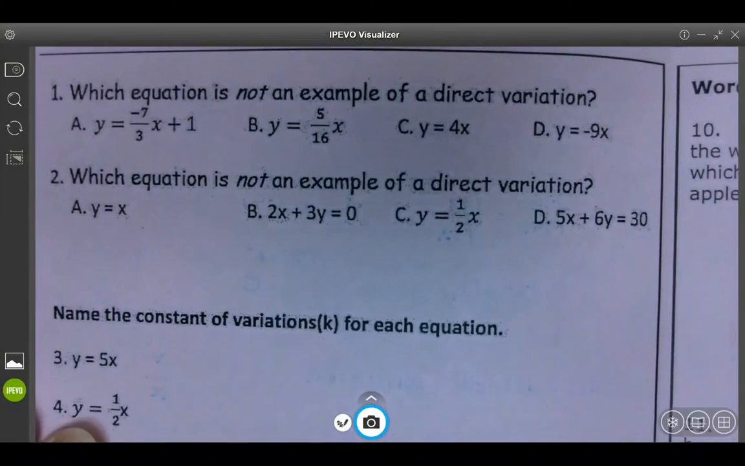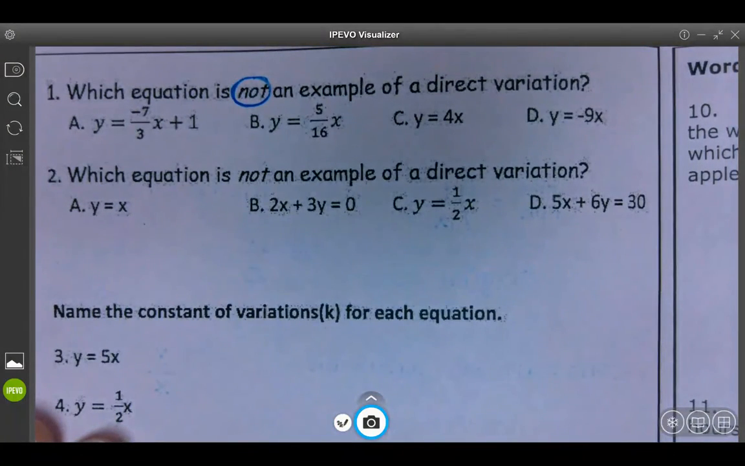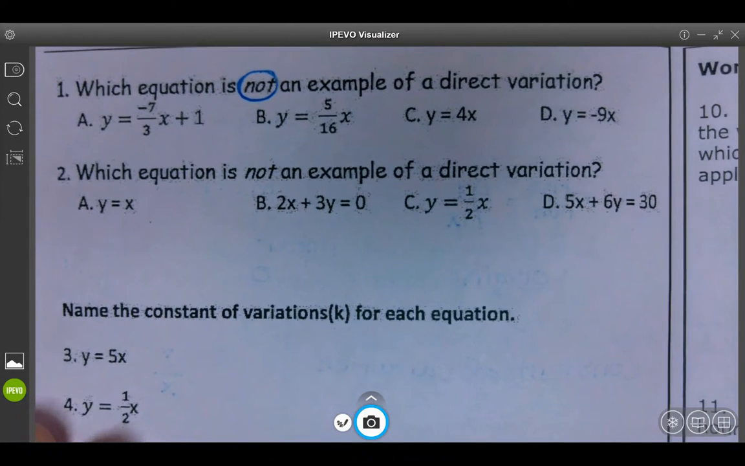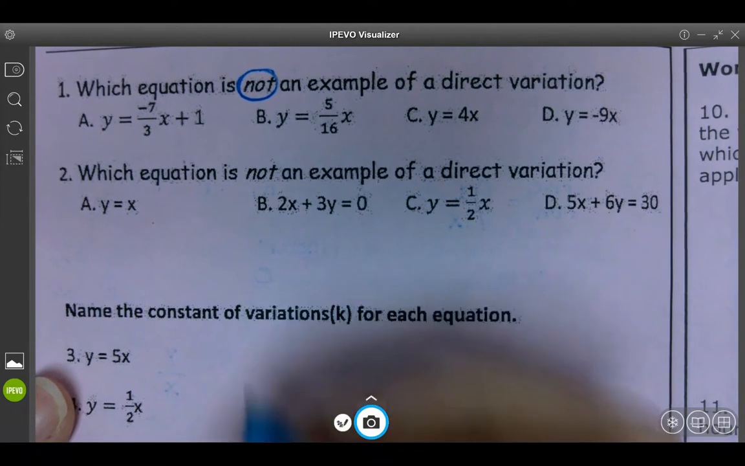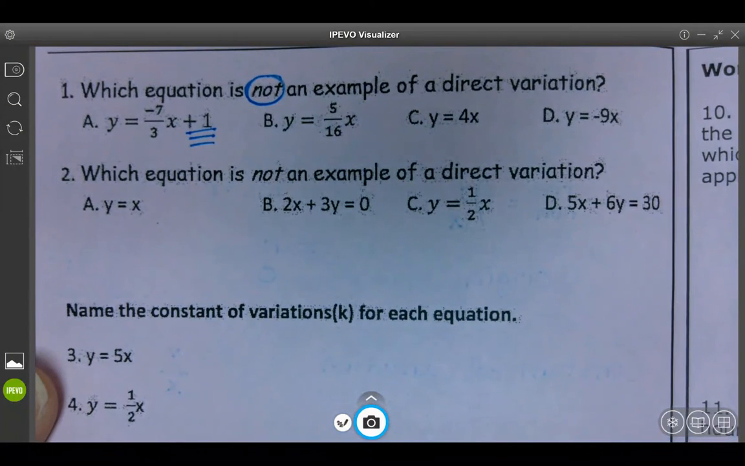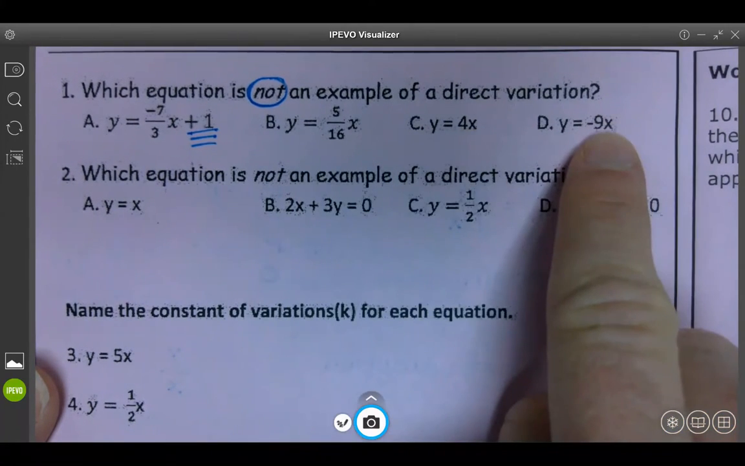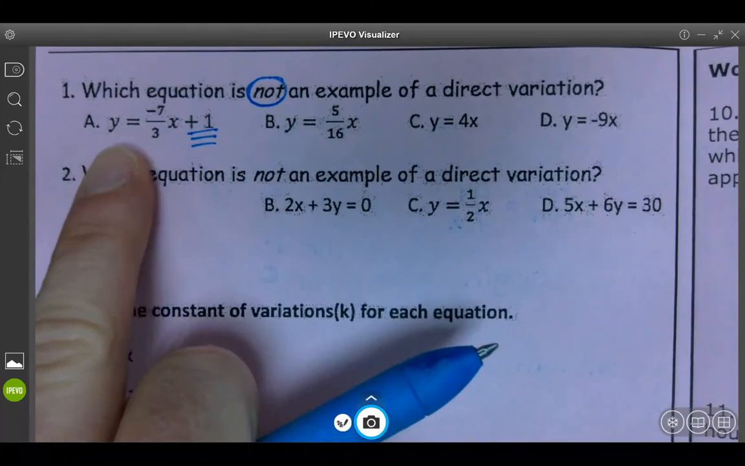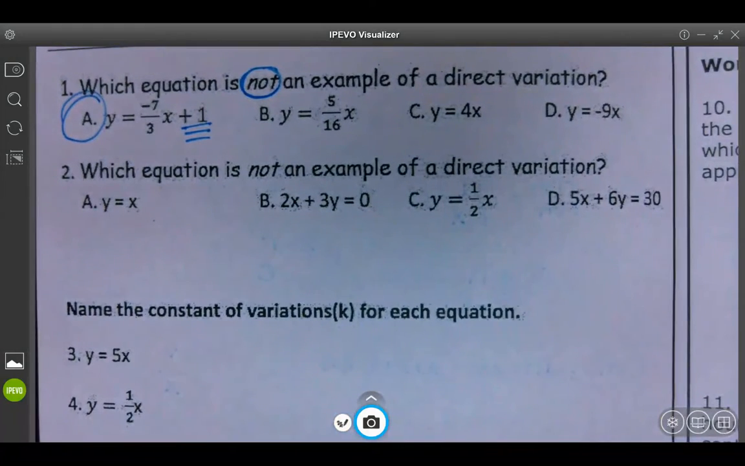Which equation is not, circle the word not, an example of direct variation? Look at all your answer choices and figure out the one that is not direct variation. What makes A not? Yep, that one makes it not. It should be plus zero or nothing. Yeah, all of these are just y equals kx, y equals kx, y equals kx. This is written as y equals mx plus b. So this one is not direct variation.